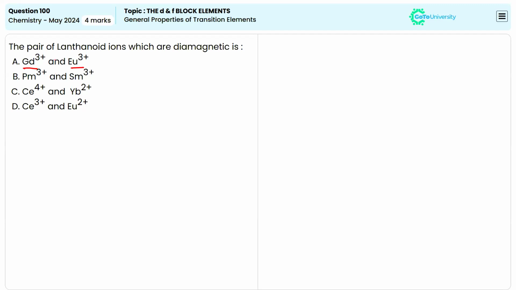Okay. First, we have to know what is the criteria for diamagnetism. Diamagnetism means the compound should contain all paired electrons. If they have unpaired electrons, that will be paramagnetic in nature. So the ions having F0 configuration or F14 configuration can be considered as diamagnetic compounds.